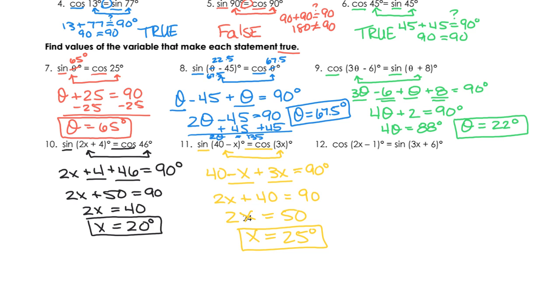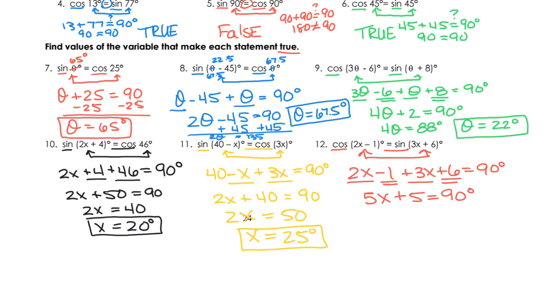All right, one last one. Again, cosine equals sine as long as their angles add up to 90. All right, so 2x minus 1 plus a 3x plus 6 equals 90 degrees. If we take our like terms and we combine them, we get 5x. Negative 1 plus 6 is a positive 5, equal to 90 degrees. Okay, go ahead and subtract 5. You get 85, and divide by 5, and that comes out to equal 17 degrees.